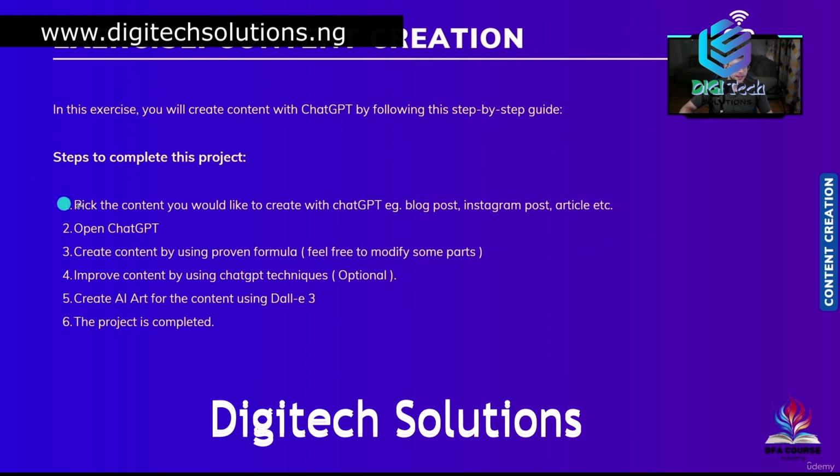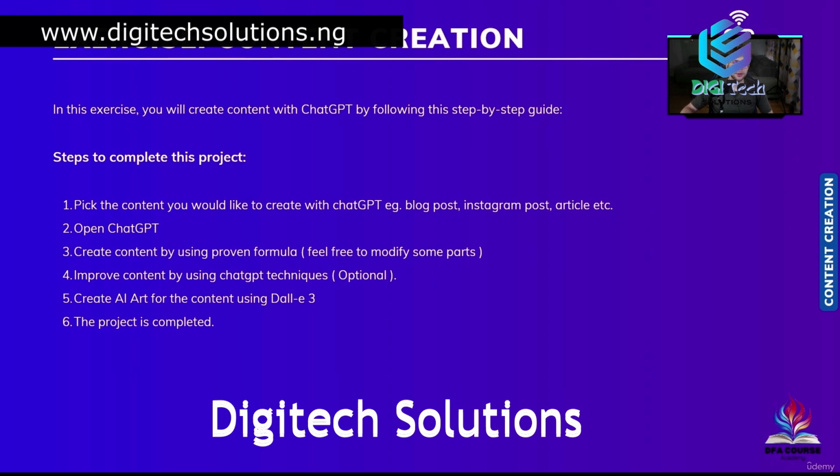So here we've got the steps to complete the project. First, we need to pick the content to create with ChatGPT. So blog post, Instagram post, article, so again, you need to simply pick some content to create. Afterwards, we need to open ChatGPT and create the content by using the proven formula. Here feel free to modify some parts. So don't use all of the formula parts, just if you would like you can add something else to the prompt, and if you think it will be great, so I encourage you to experiment with the proven formula. After doing that, we've got the point to improve content by using ChatGPT techniques.